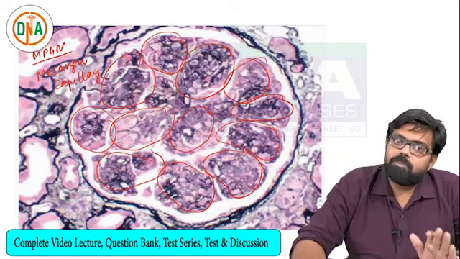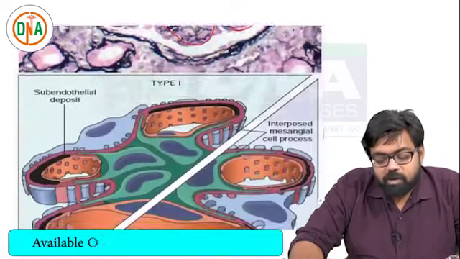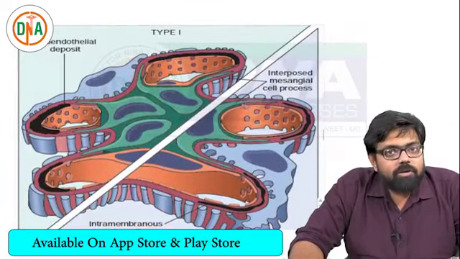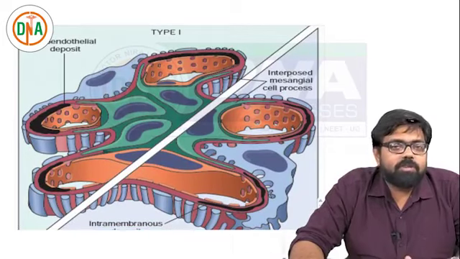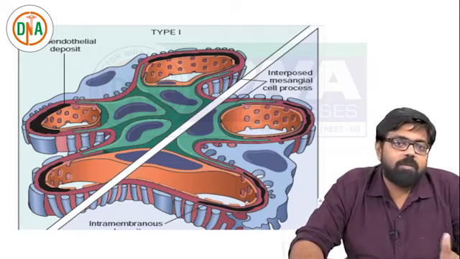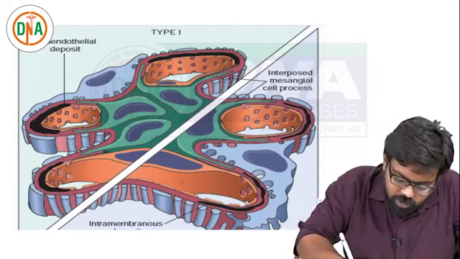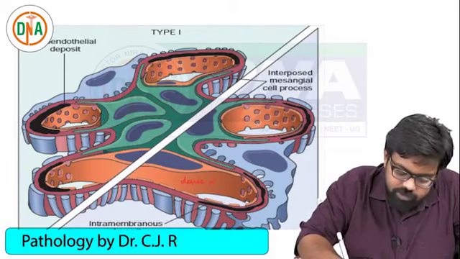Can you distinguish MPGN1 from MPGN2 on light microscopy? No. So you need to go for an electron microscopy for a distinction of MPGN1 to MPGN2, and very important are the differences between MPGN1 and MPGN2. MPGN2 is also called dense deposit disease.